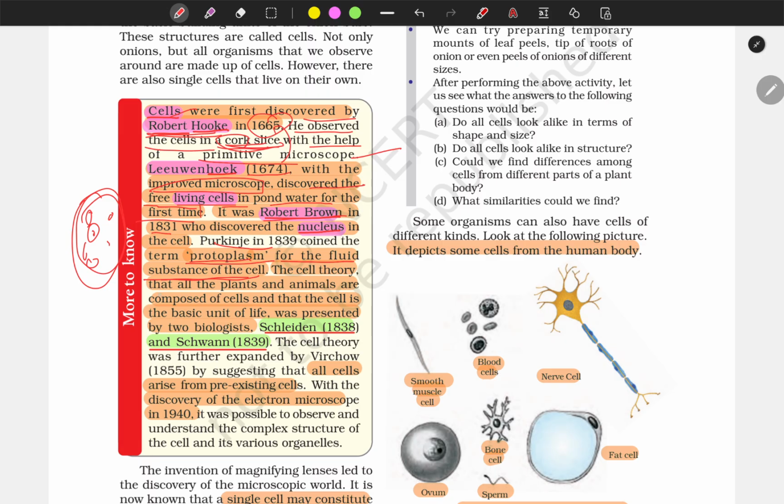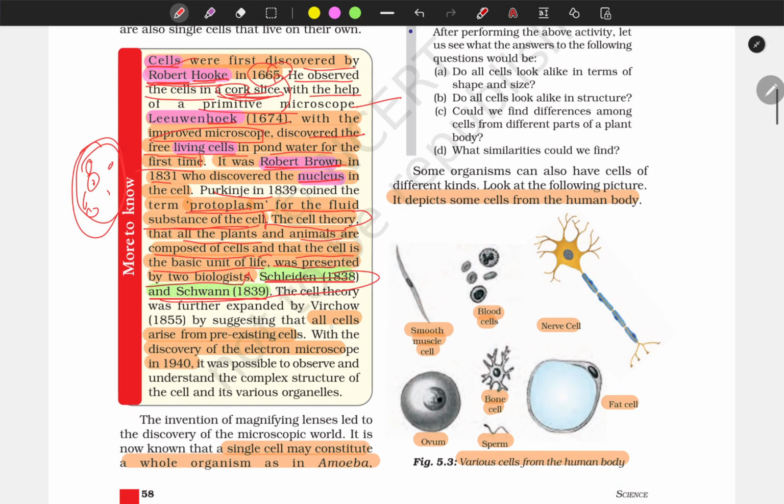And the cell theory, that all plants and animals are composed of cells and that the cell is the basic unit of life, was put forward by two biologists. These are the names of these biologists. This happened in 1838-39. So they put forward the theory that the cell is the basic unit of life, and all existing cells arise from pre-existing cells.